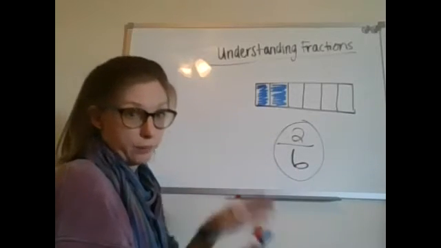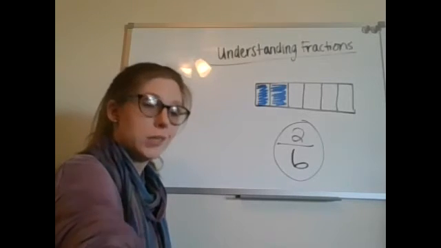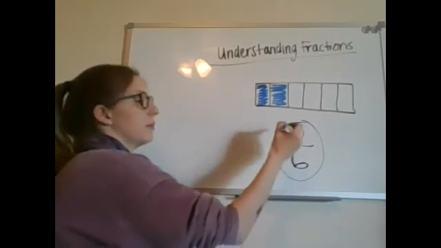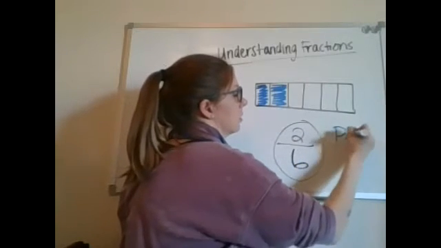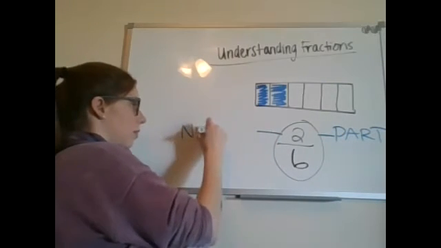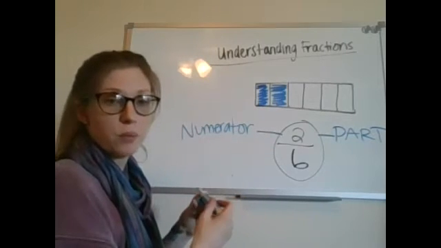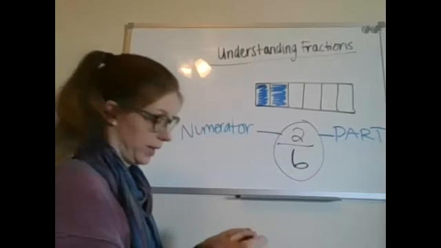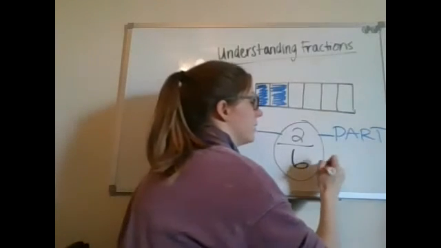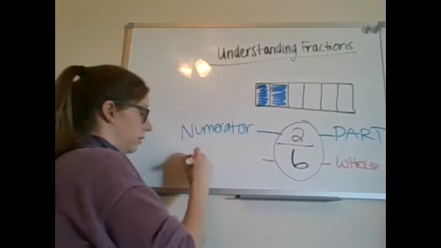Okay, so let's go back to this one right here. 2 out of 6. There is some terminology to know about fractions. I say that, it's not scary. It's 2 words, okay? We're gonna break it down. This number up top here, this is your part. This is called the numerator. All right, it's always the number on top. The part is the numerator, is always the number on top. The number on bottom, this 6 here, remember I told you that is the whole. This is called the denominator.